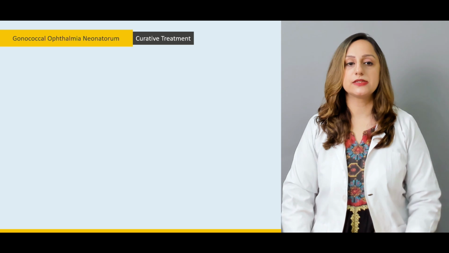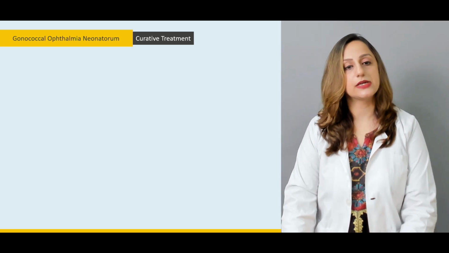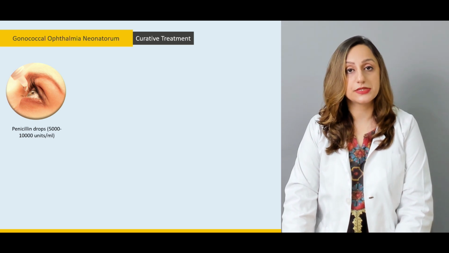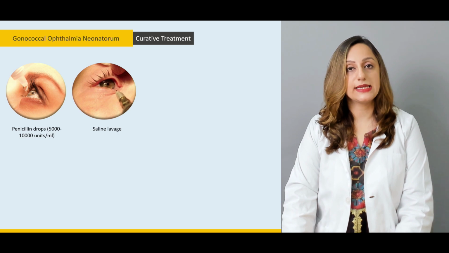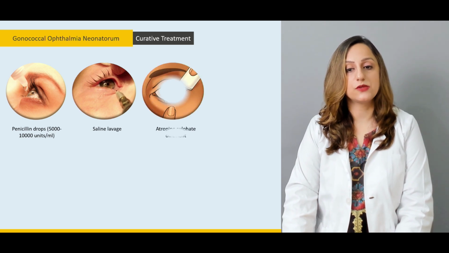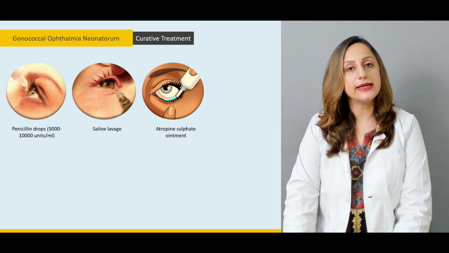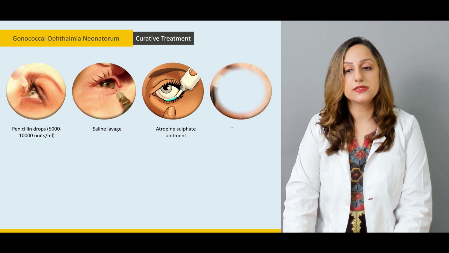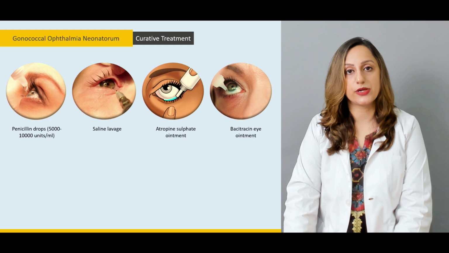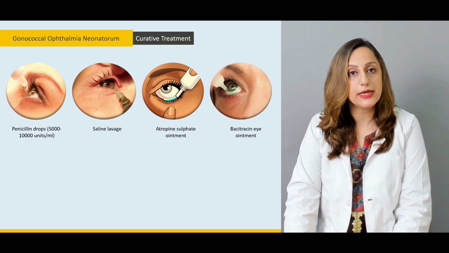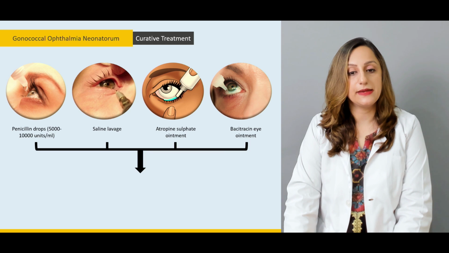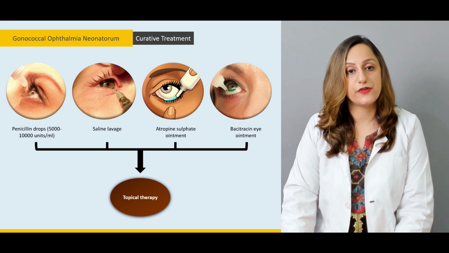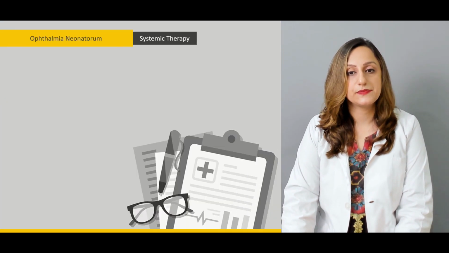The curative treatment for gonococcal ophthalmia neonatorum would include penicillin drops, 5,000 to 10,000 units per ml. Then we have a saline lavage that is done for such infants in whom we suspect that the patient might suffer from gonococcal ophthalmia. Atropine sulfate ointment is used, and then bacitracin eye ointments are prescribed for such patients. This is the range of topical therapies that are available for gonococcal infections.